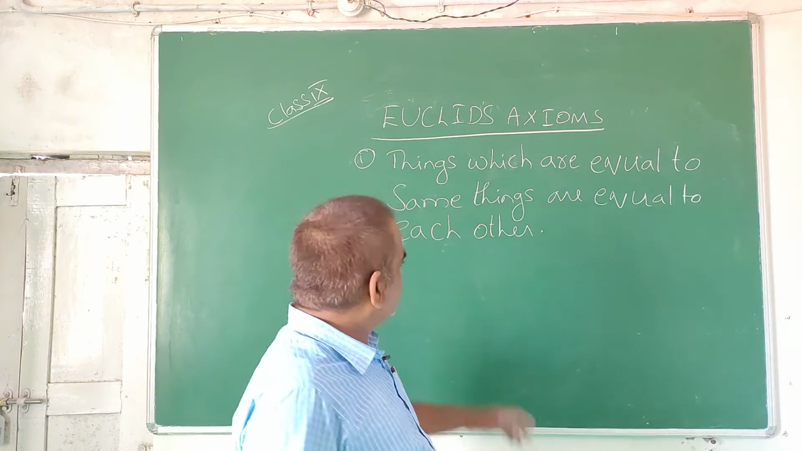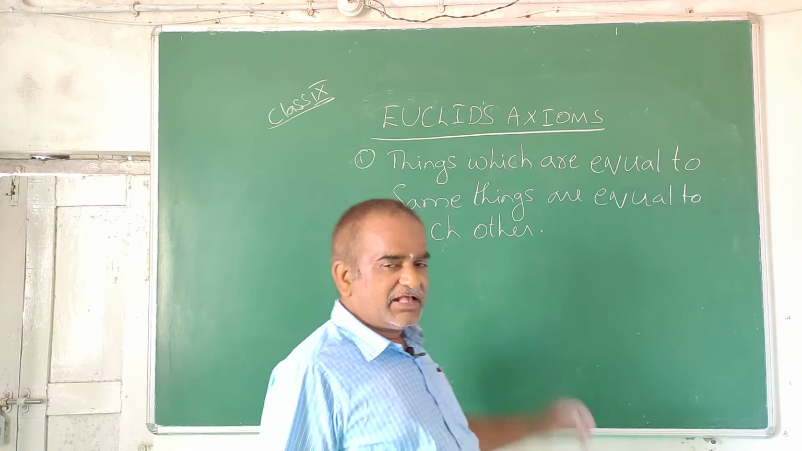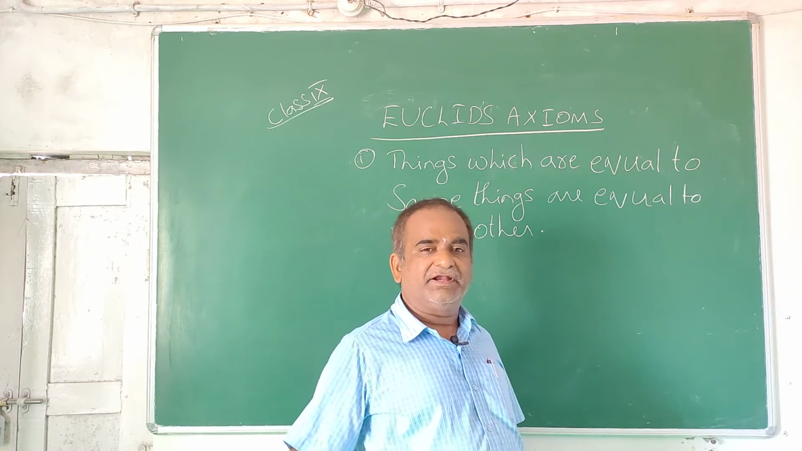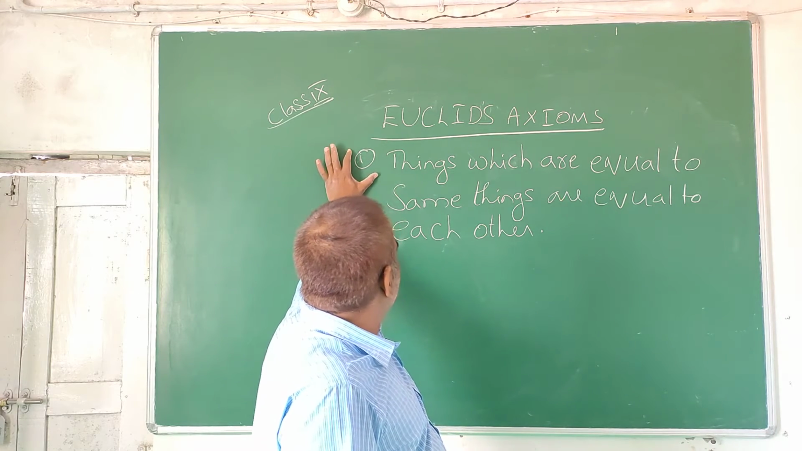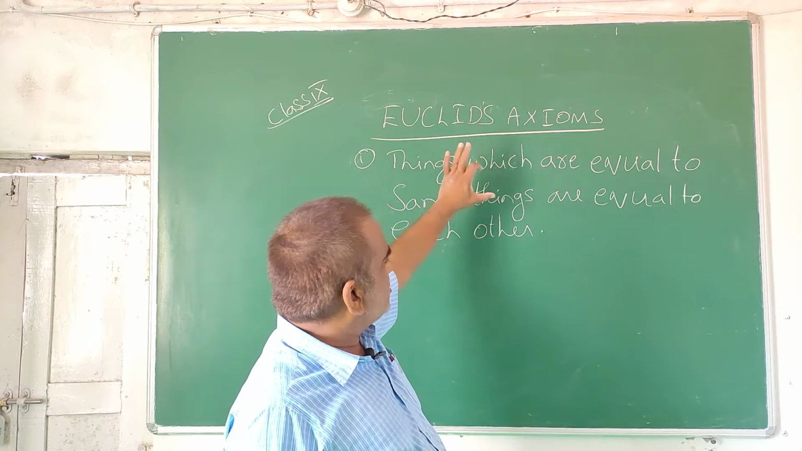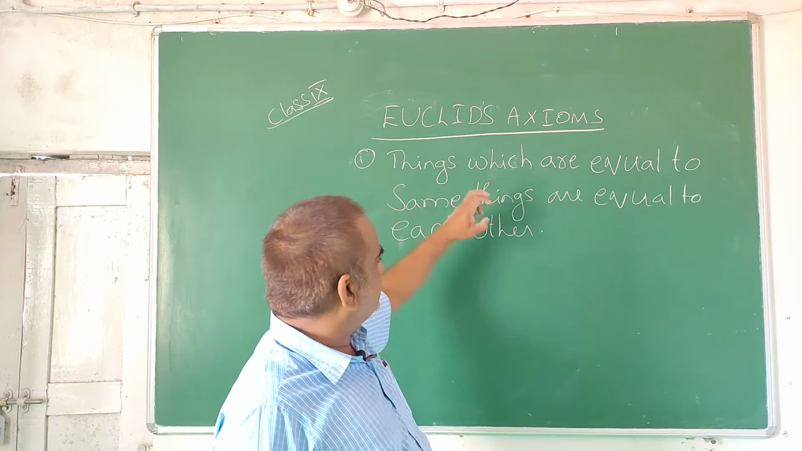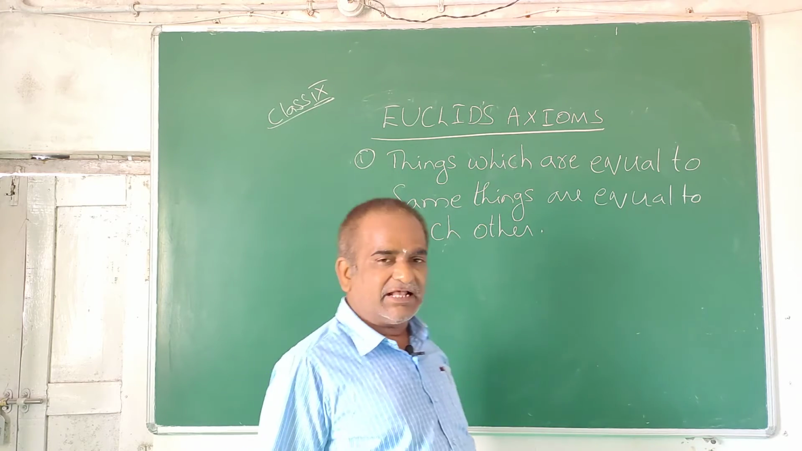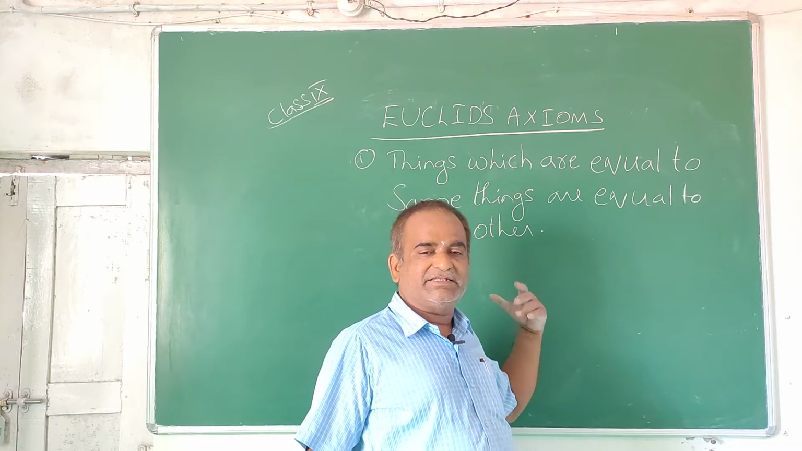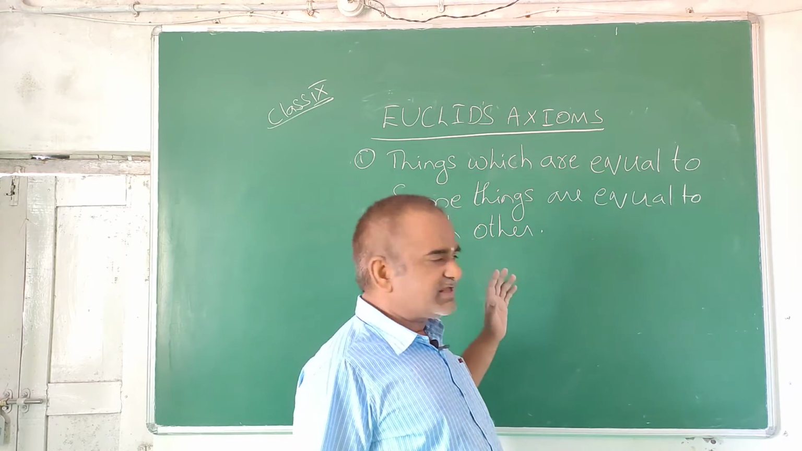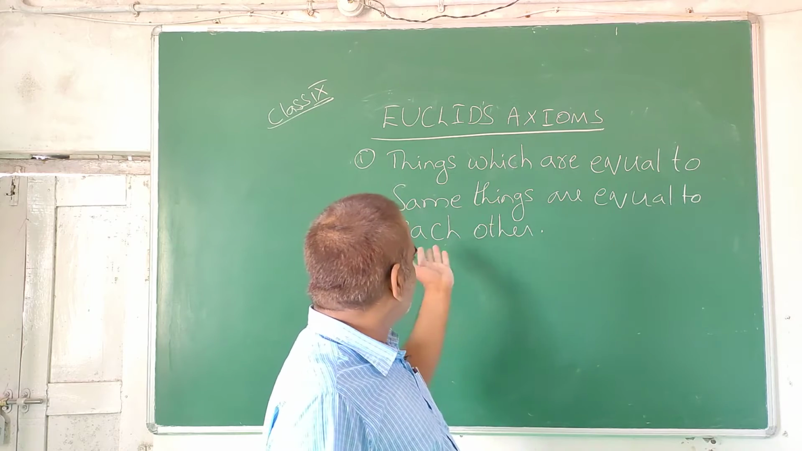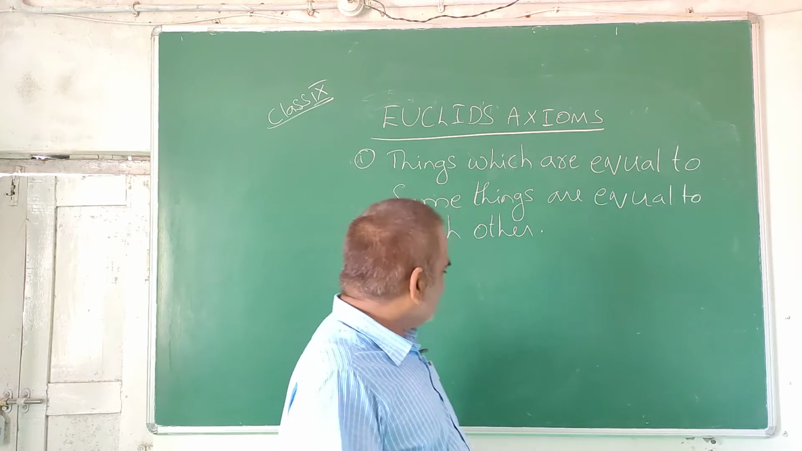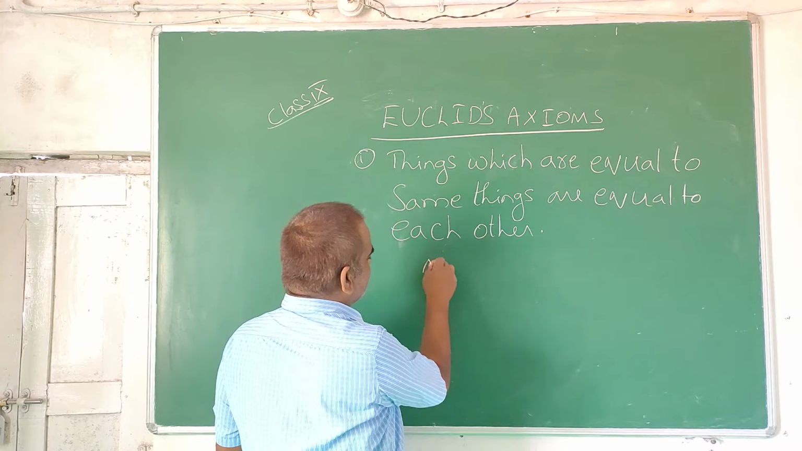Dear students, here we are learning Euclid's various axioms. Euclid's very first axiom is: things which are equal to the same thing are equal to each other. It is a most interesting and beautiful axiom. What does he mean by this axiom?